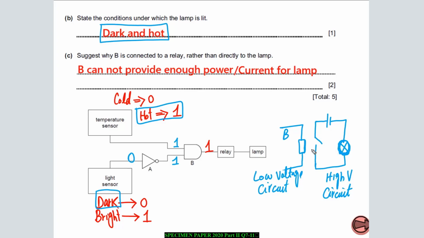So we use relay. So relay will switch on the other circuit, means relay will switch on high voltage circuit. So that is the simple reason, and this is the purpose of relay. This is how we can answer part C.